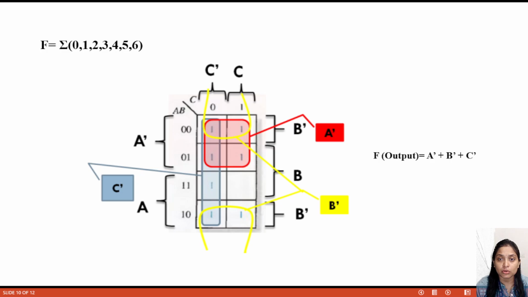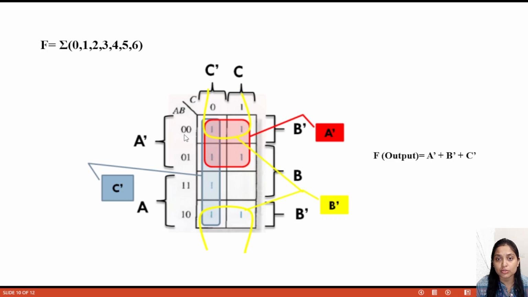This is the first example. First of all, this is a 3 variable map, so 8 cells are there. After that you have to put the values 00, 01, 11, 10, and here also 0 and 1, because this is only a single variable. 0 is C bar, 1 is C.